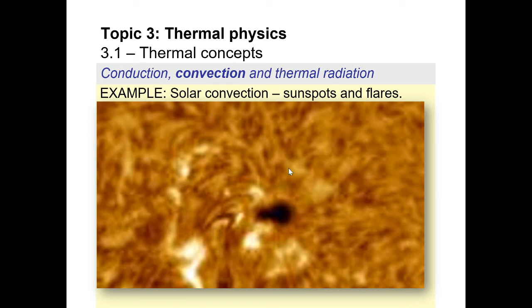Solar convection, sunspots and flares. So this dark spot here on the surface of the sun is what's called a sunspot. It is a cooler region on the surface of the sun and a region of very high magnetic field activity. We'll learn all about magnetic fields mostly next year. We'll learn a bit this year as well.